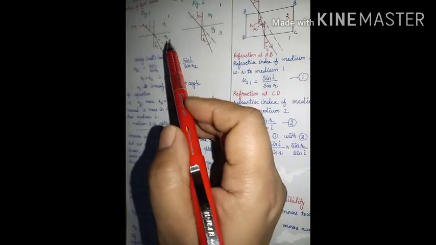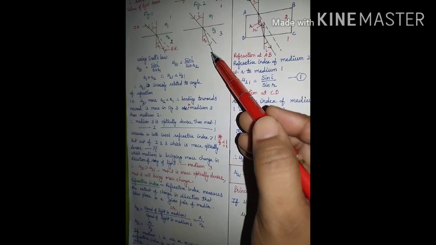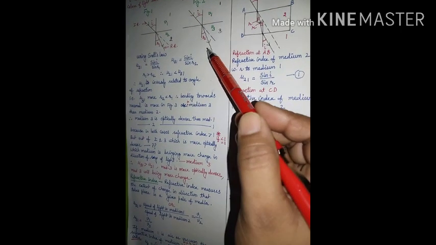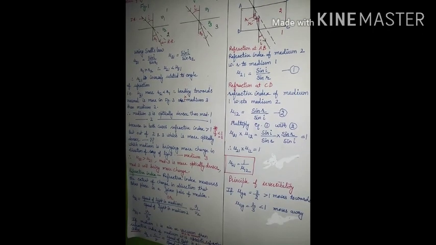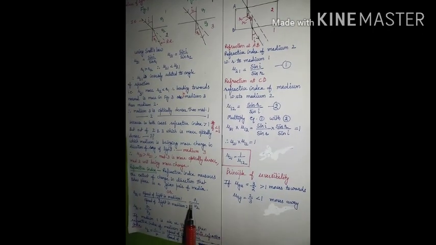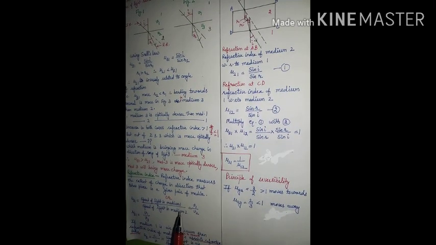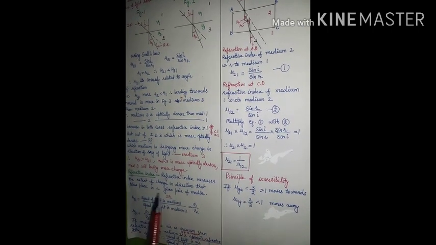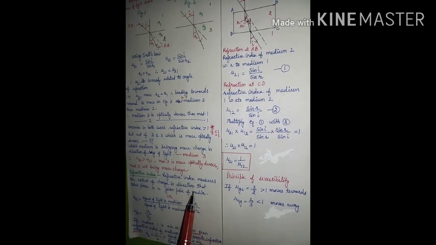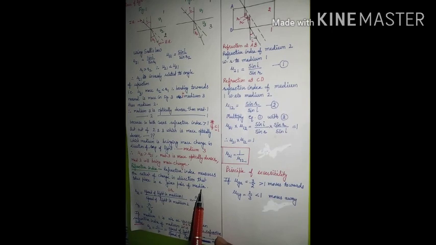So I hope this much is clear to you, that more optically denser means more refractive index and more bending towards the normal. It means refractive index gives me a measurement with the help of which I can find to what extent the ray of light will change its path. So the refractive index definition is, refractive index measures the extent of change in direction that takes place in a given pair of media.